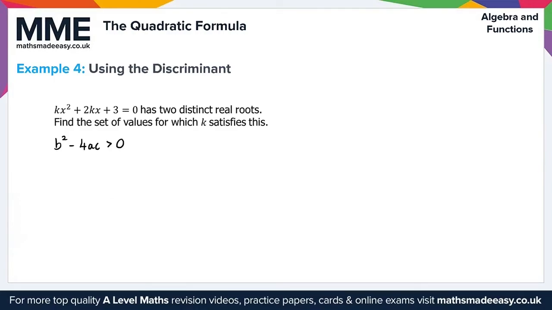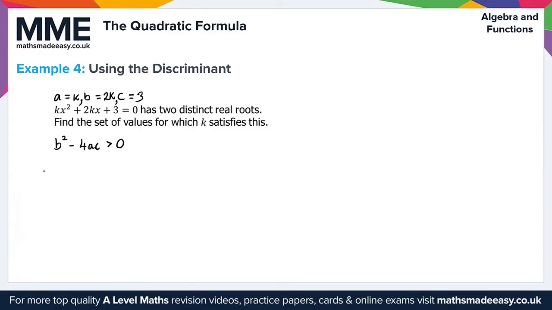And again, just like we did with the previous examples, I'm also going to denote the values of a, b and c for our quadratic. So a is simply k, b will be 2k, and c will be 3. So we just put commas in here just so we don't confuse ourselves. So a is equal to k, b is equal to 2k, and c is equal to 3. And all we need to do now is substitute these values into our discriminant.